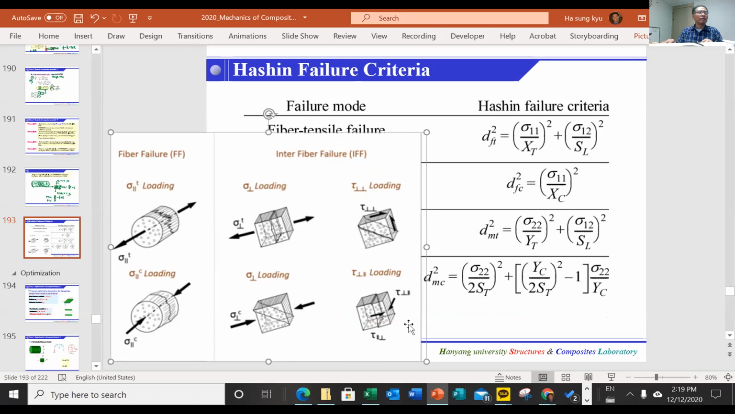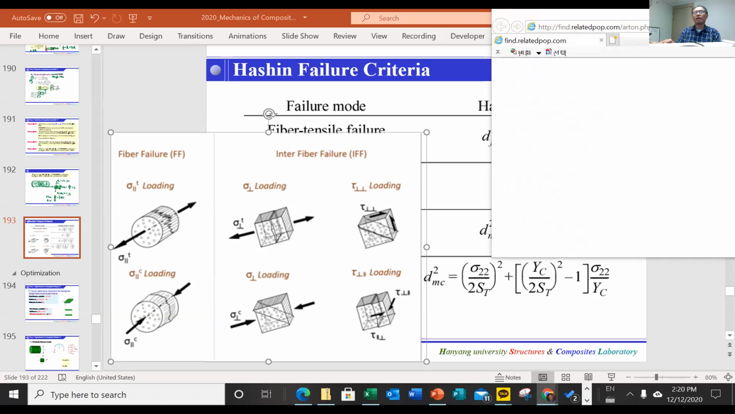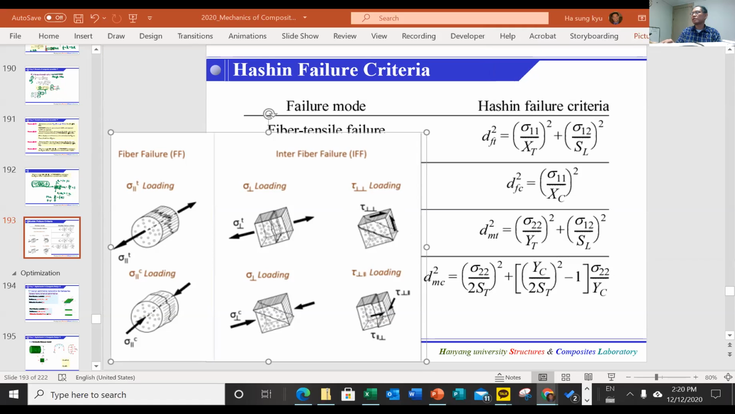ST is not the in-plane but the out-of-plane strength, and YC is the compressive strength. This is the compressive transverse strength and sigma 2,2. And ST, again, is the out-of-plane shear strength. And again, there are a few different versions and modifications.